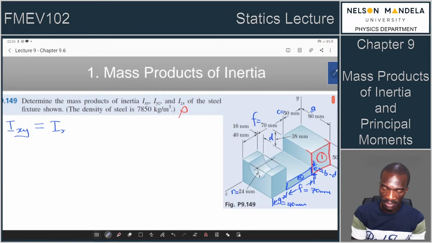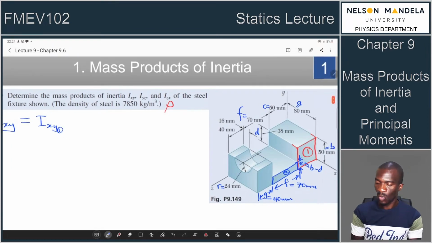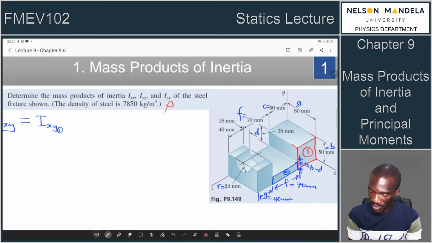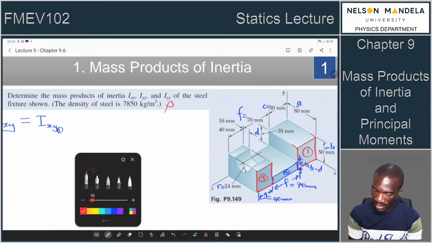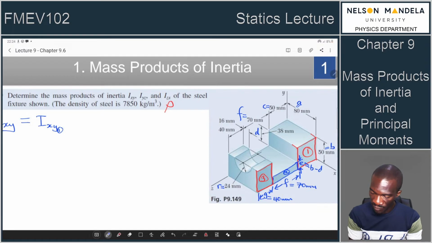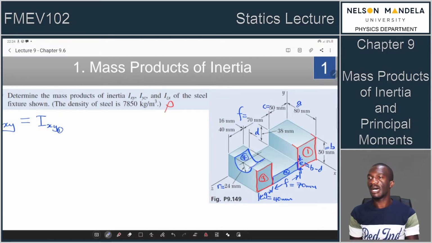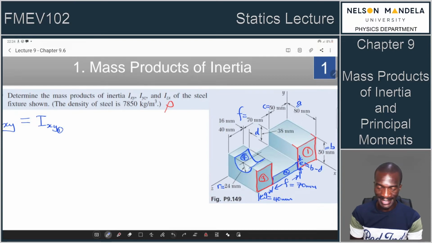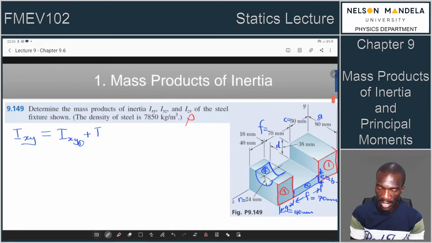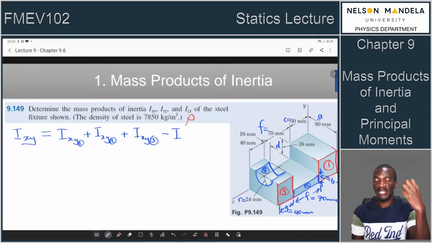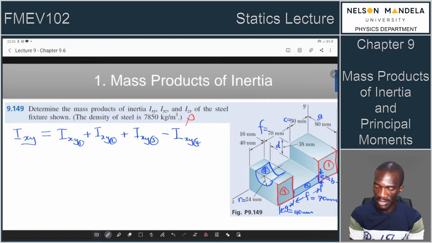So we will now be happy to write our Ixy for element number 1 or object number 1. Then we need to also define this other object. We said this is now object number 3. Then this other one can be our object number 4, because we have some object there that was removed. So in actual fact, when we're calculating, we'll remove the mass product of inertia due to that semicircular region. So Ixy of 1 plus Ixy of 2 plus Ixy of 3 minus, remember, the 4 is void, so we are removing Ixy of element number 4.